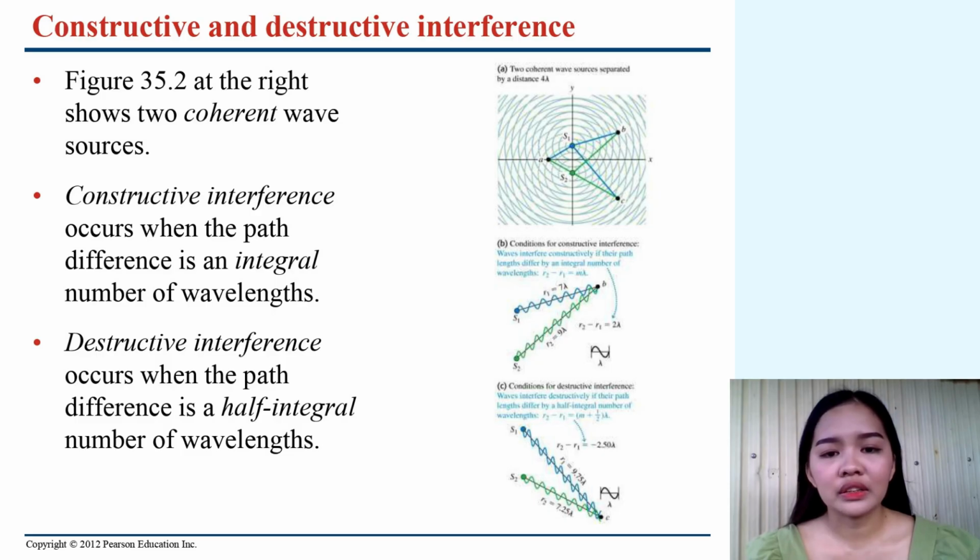Where do we get calm water? Where a peak from one meets a trough from the other. Here the path difference is 1/2 lambda, 1 and 1/2 lambda, and so on. The waves arrive out of phase, subtract from each other, and cancel completely. This is destructive interference. Light does exactly the same thing: constructive interference is bright light, while destructive interference is darkness.